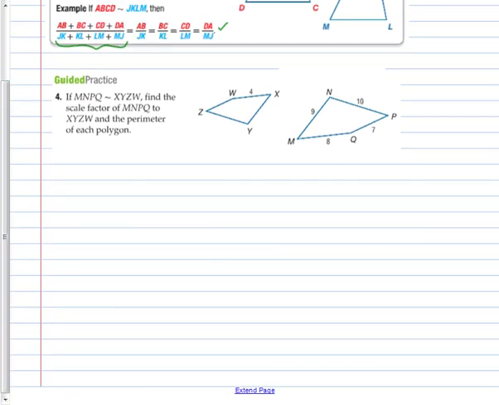So they tell us we have two similar polygons. It says find the scale factor, and they want us to go MNPQ, this one to this one, that's the order they said, and figure out what the perimeter happens to be. So if I'm going to find the scale factor, I need two corresponding sides that I know the numbers. 8 and 4? 8 and 4. So let's see if we can kind of rotate around in our minds. That looks like those are the two that are going to match up to each other, doesn't it? So if I'm working on the scale factor, 8 to 4 reduces to what? 2 to 1. There's my scale factor.